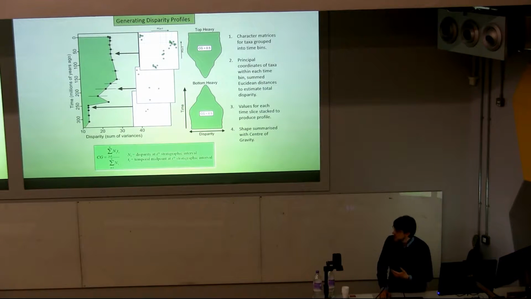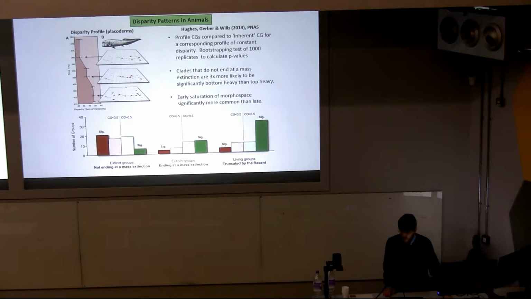Once you've generated a profile, it's relatively easy to apply very simple metrics to describe the shape of the profile. For instance, center of gravity, to work out, relatively speaking, when you're reaching high disparity. This has been done by Martin Hughes and others. They essentially found that if you limit your analysis to clades where you have the entirety of their evolutionary history, that is, they're not truncated by the recent or by a mass extinction event, those clades are significantly bottom heavy. So they reach high values of overall disparity much earlier than you might expect randomly.